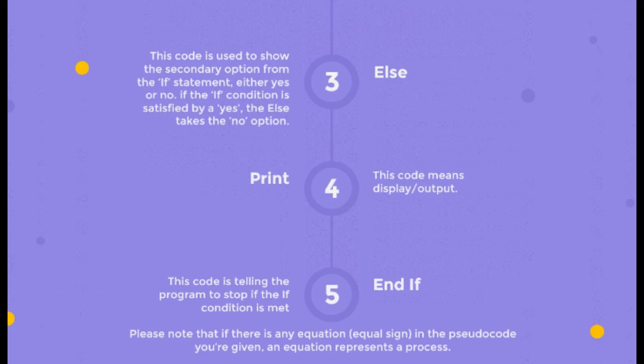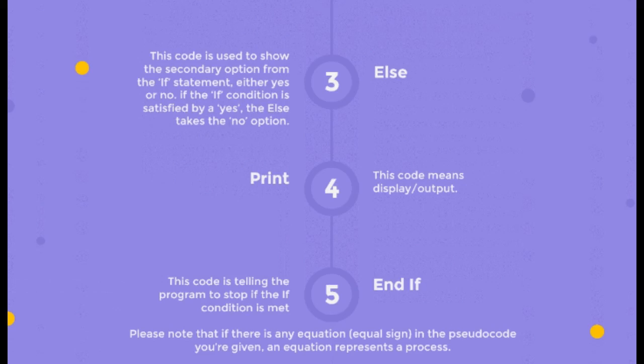You see sometimes an end if code. This code is just telling the program to say, okay, since all the conditions have been satisfied in the if condition, it's time for you to stop because you've accomplished your mission and the program will end.